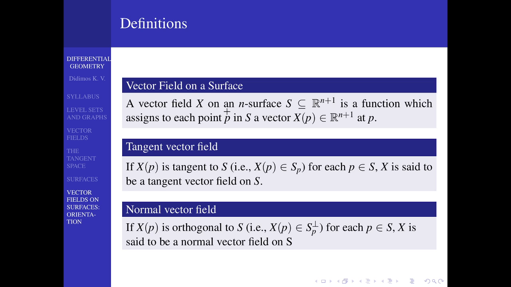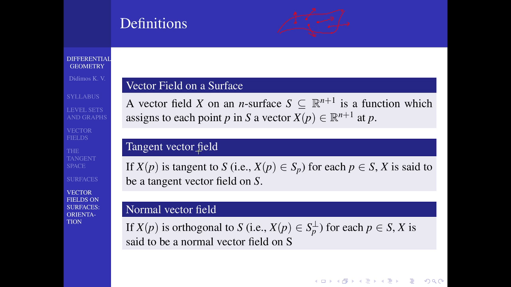A vector field X on an n-surface S subset of R^(n+1) is a function which assigns to each point P in S a vector X(P) belonging to R^(n+1) at P. So that means if you have a surface like this, at each point P we have a vector. The vector field assigns at each point P of the surface a vector in R^(n+1).